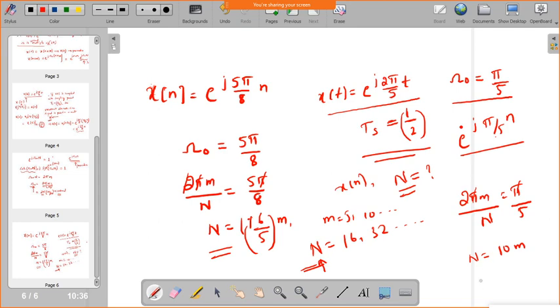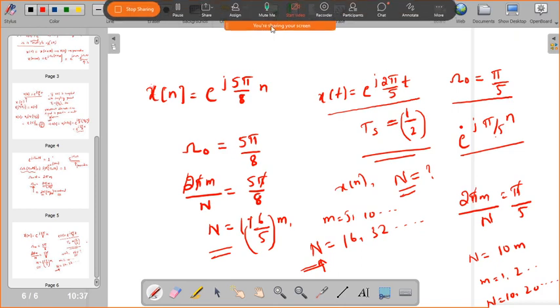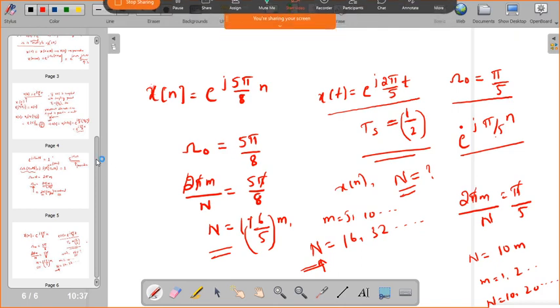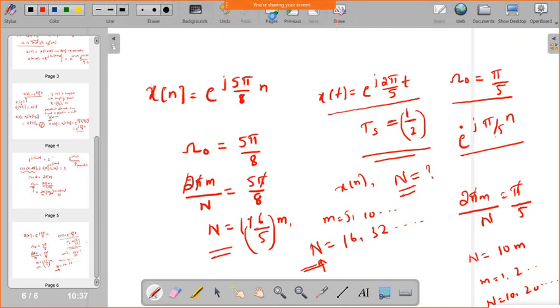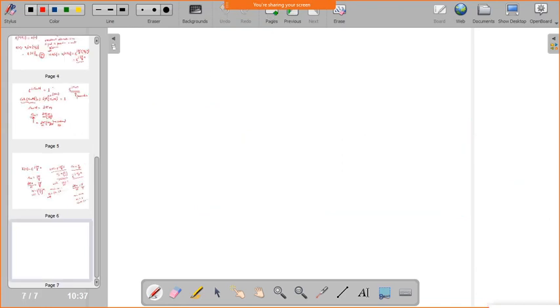Right, now for m equal to any value of 1, 2, 3, you will get the n value as 10, 20, like that. All of you got like this? Any doubt? All of you solved, no? Anybody having a doubt? No, sir. Okay.